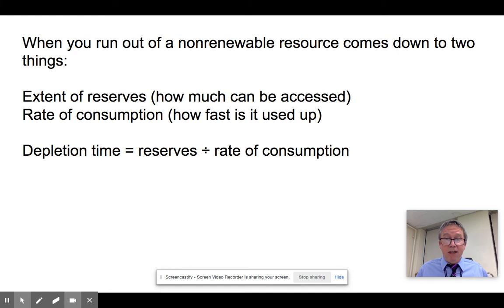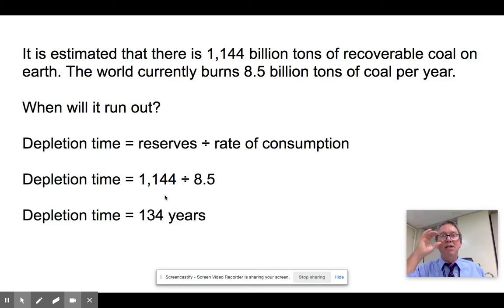So when you're going to run out of it, well, basically what happens is you simply take the amount of reserves that you have, you divide it by the rate at which you're using them, and what you're left with is the amount of time it's going to take to run out of them. It is simple. Take the amount you have, divide it by the rate at which you're using it up, and that's how long you get until you run out of it. So let's look at an example of it.